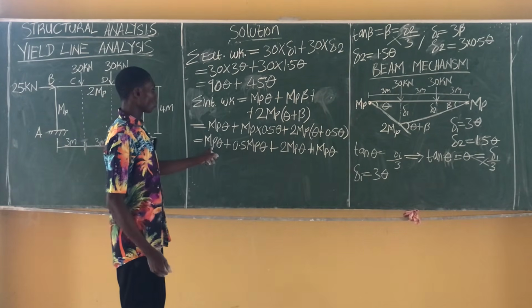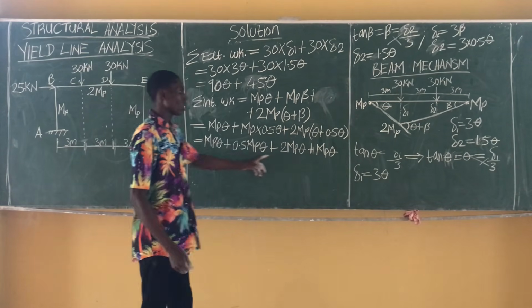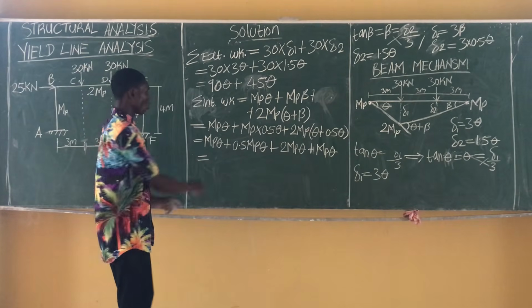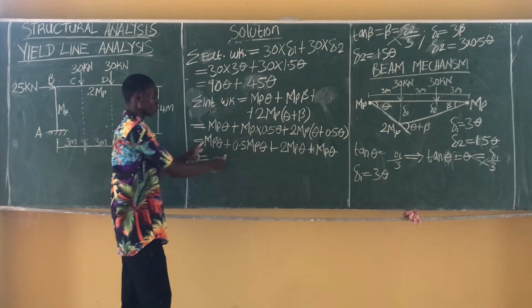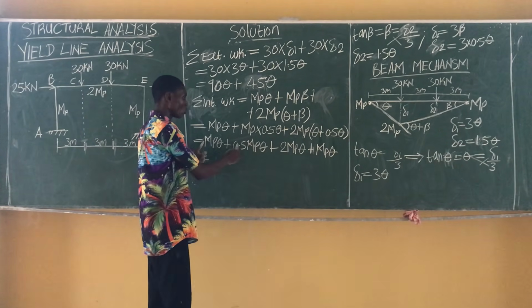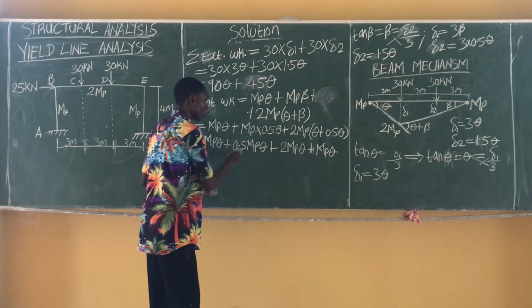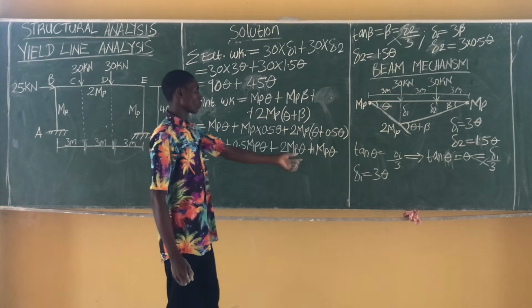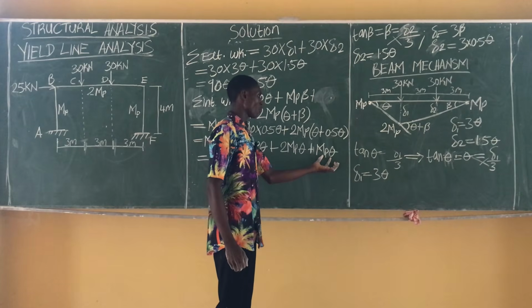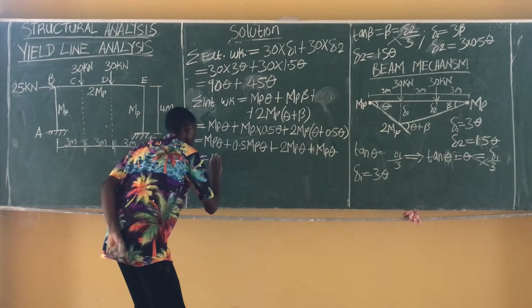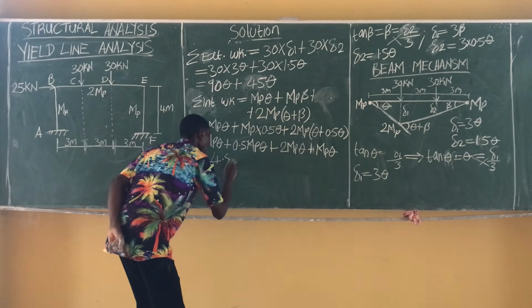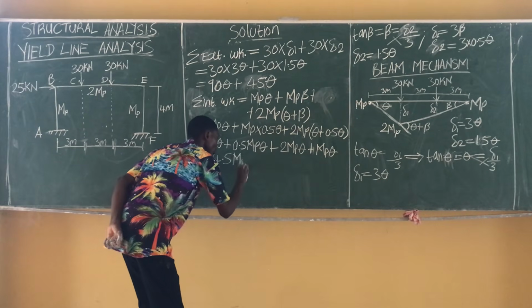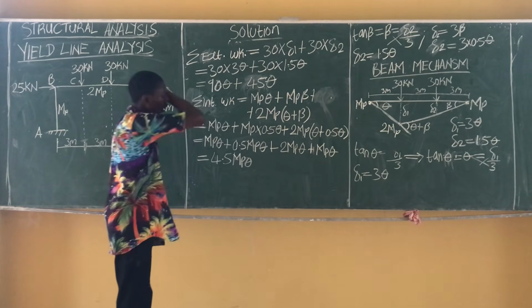So all our expressions are now in MP theta. So we have this place to be 1. This is half, so this is 1.5. Plus 2, this is 3.5. Plus this, 4.5. So we have this to be equal to 4.5 MP theta.